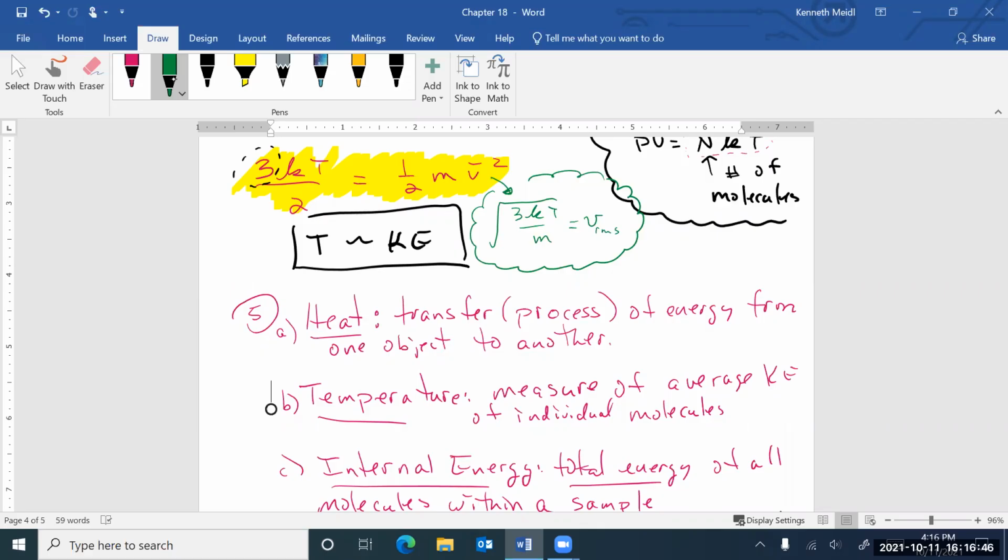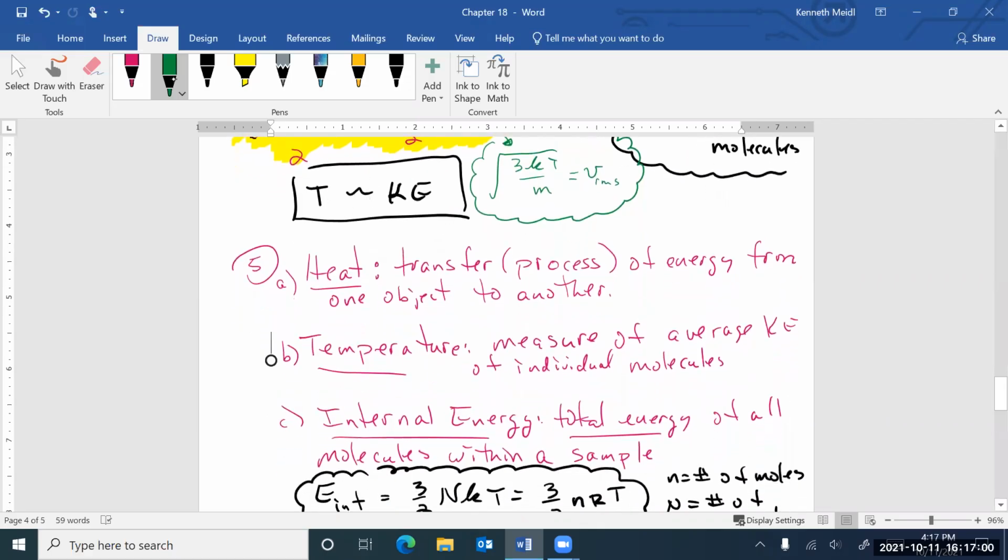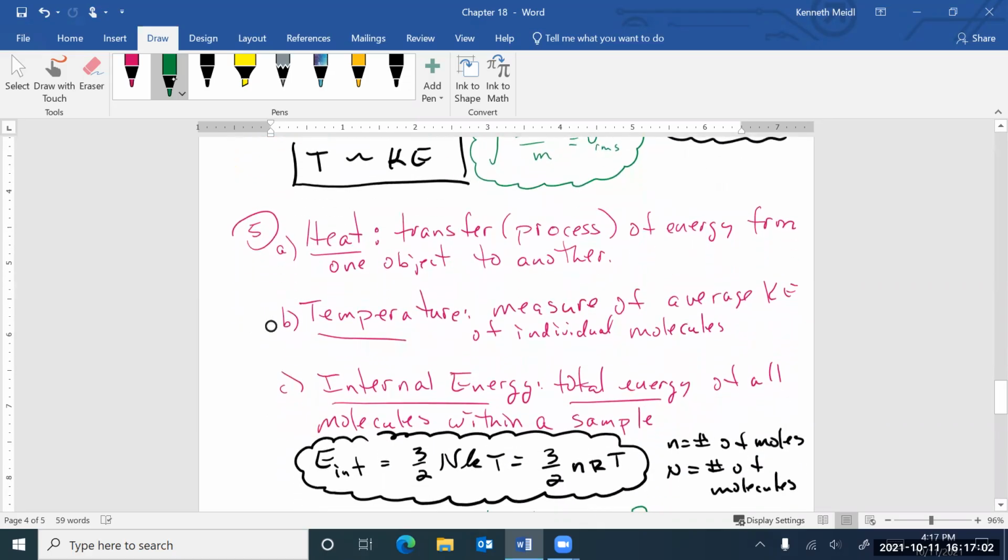And it leads us to this letter B here: temperature, the measure of the average kinetic energy of individual molecules. And that's exactly what we've got here, right? And then we're going to have to put that all together with this idea of internal energy, and that's the energy of a sample of gas.